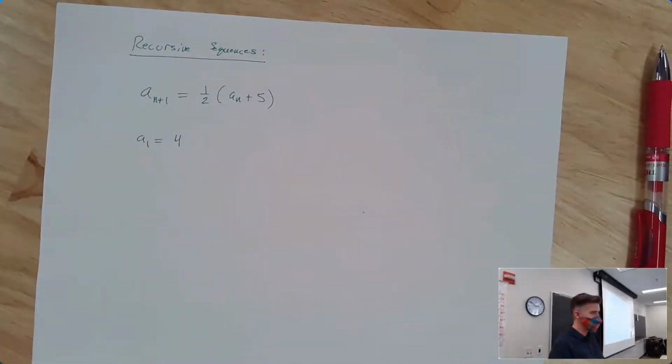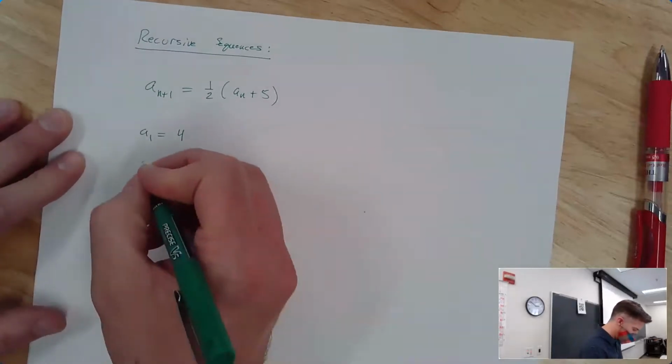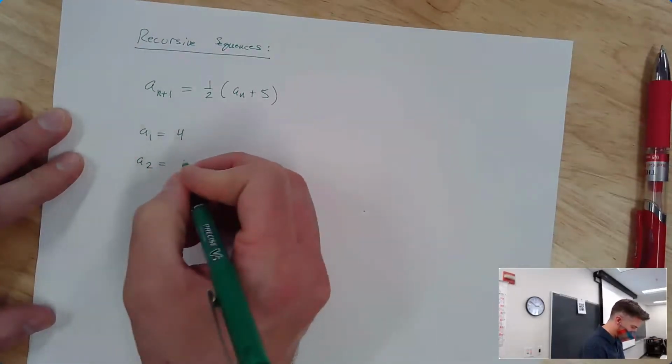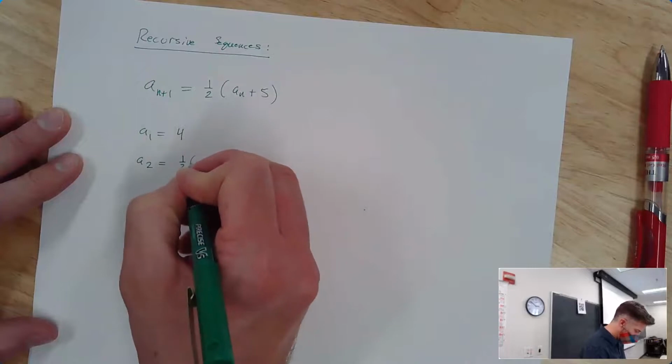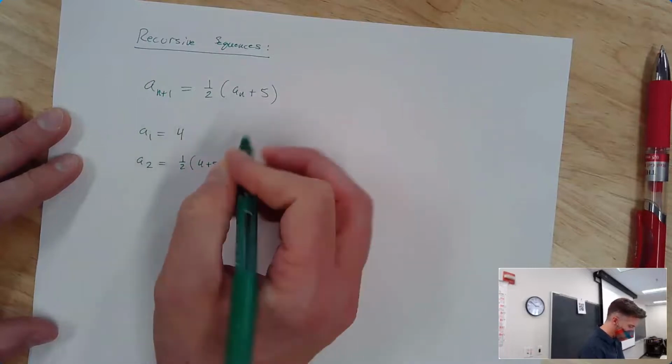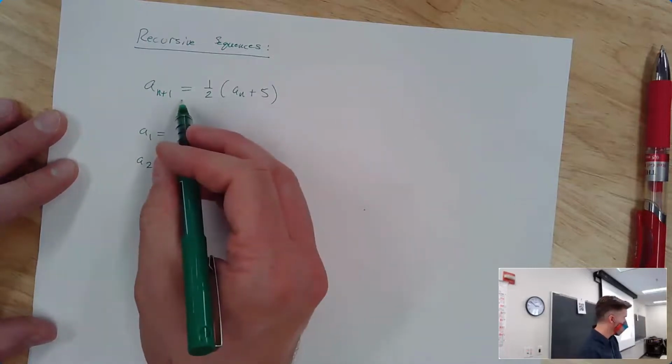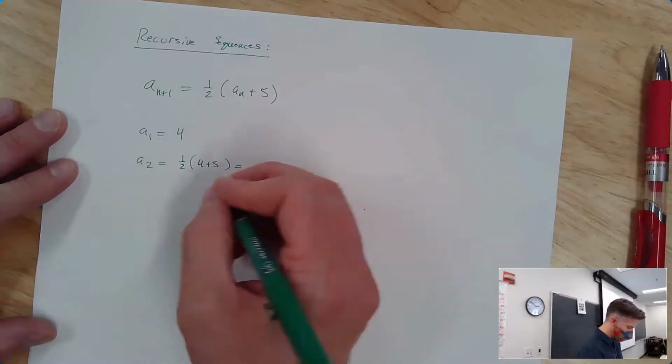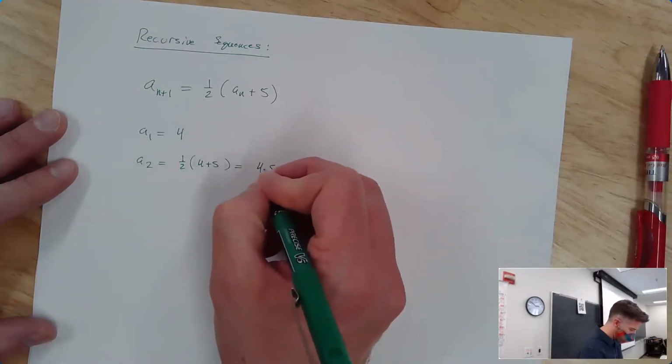And now the question is, I mean, there's a lot of questions, but the question we really usually care about with a sequence like this is, does it converge? Well, let's see what happens if we plug in a few values. A sub 2 is going to be 1/2 times 4 + 5. I'm just plugging in a sub 1 to get a sub 2. And that's going to be 1/2 of 9, which is 4.5.